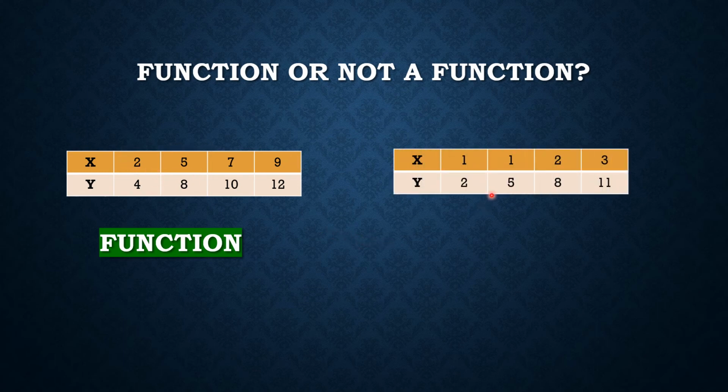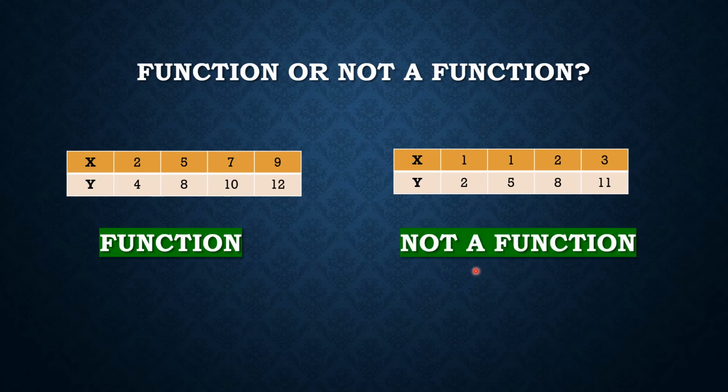For the second example, makikita natin yung domain natin dito na 1, 1, 2, 3. So, merong repeating element na 1. So, therefore, hindi ito function. Ganun lang kasimple pag-analyze ng table.